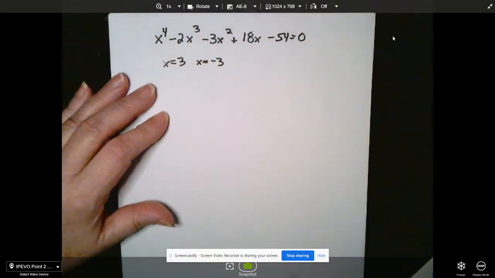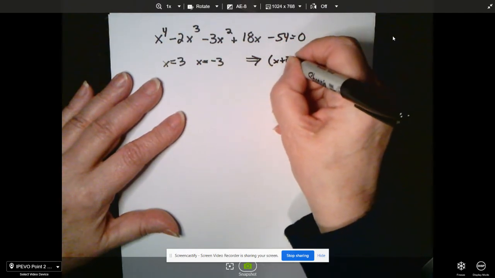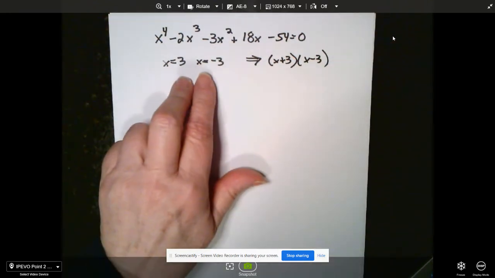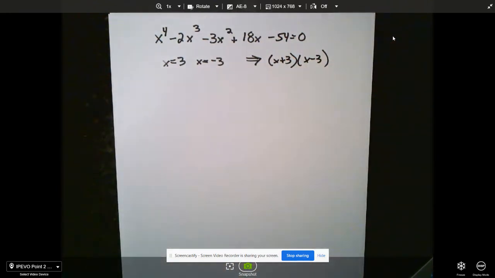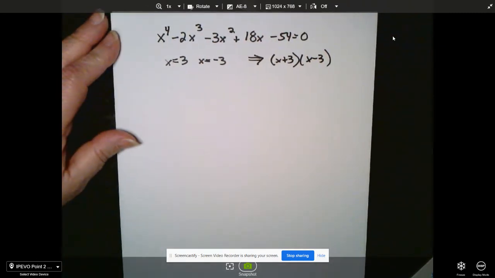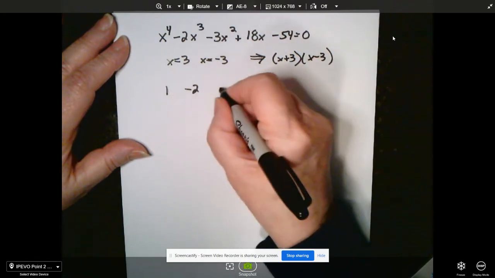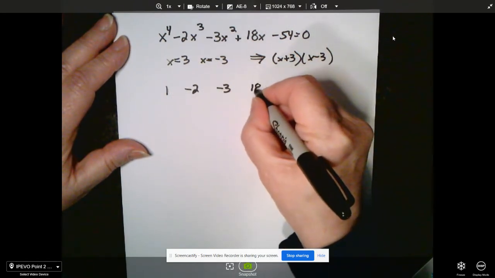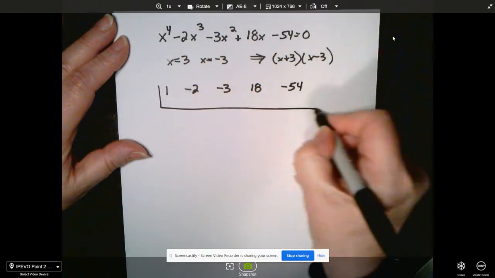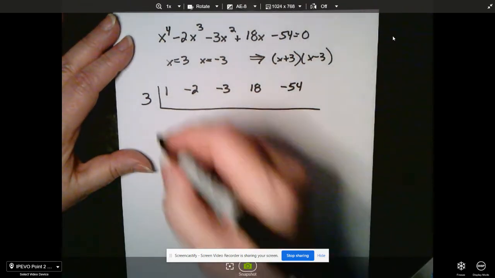If +3 and -3 are roots, that also tells you that x plus 3 and x minus 3 are factors. So these are your roots and these are your factors. So now you're going to use these factors to knock this equation down to an x squared. So you're going to go 1, -2, -3, 18, and -54. And you're going to do your synthetic division. I'm going to start with 3, but you could just as easily have started with -3.